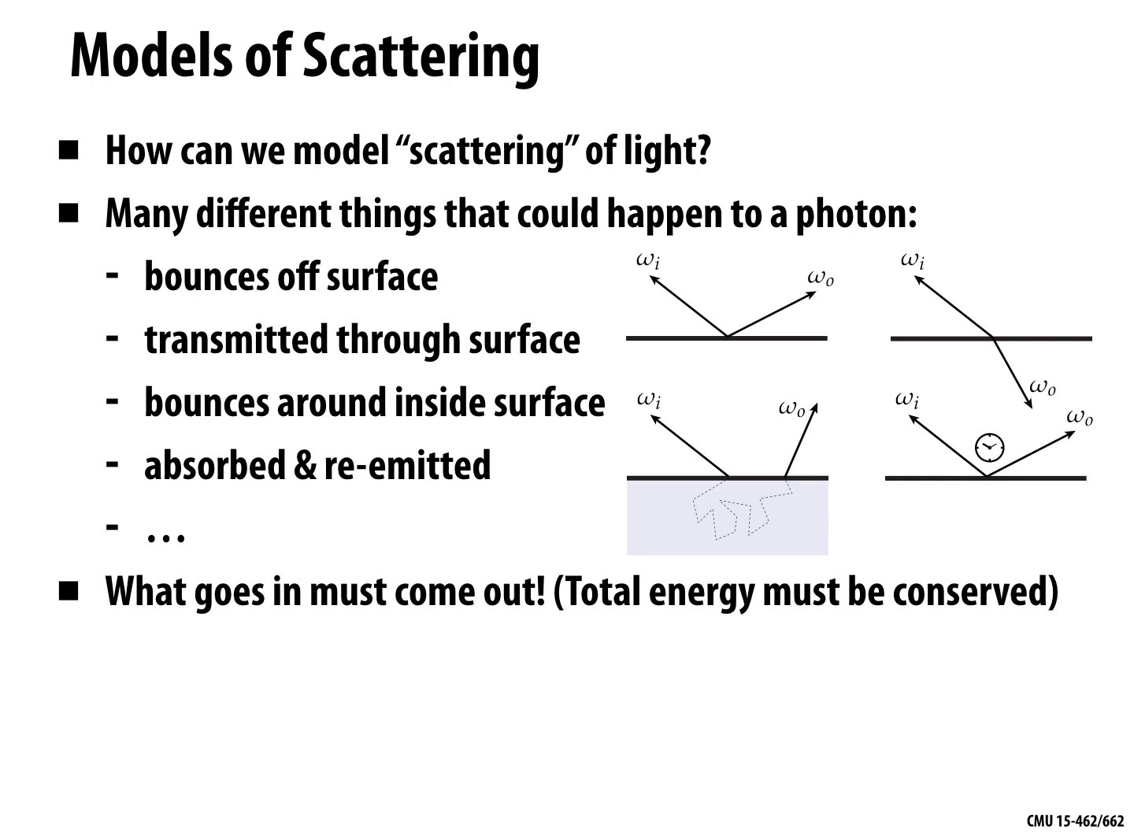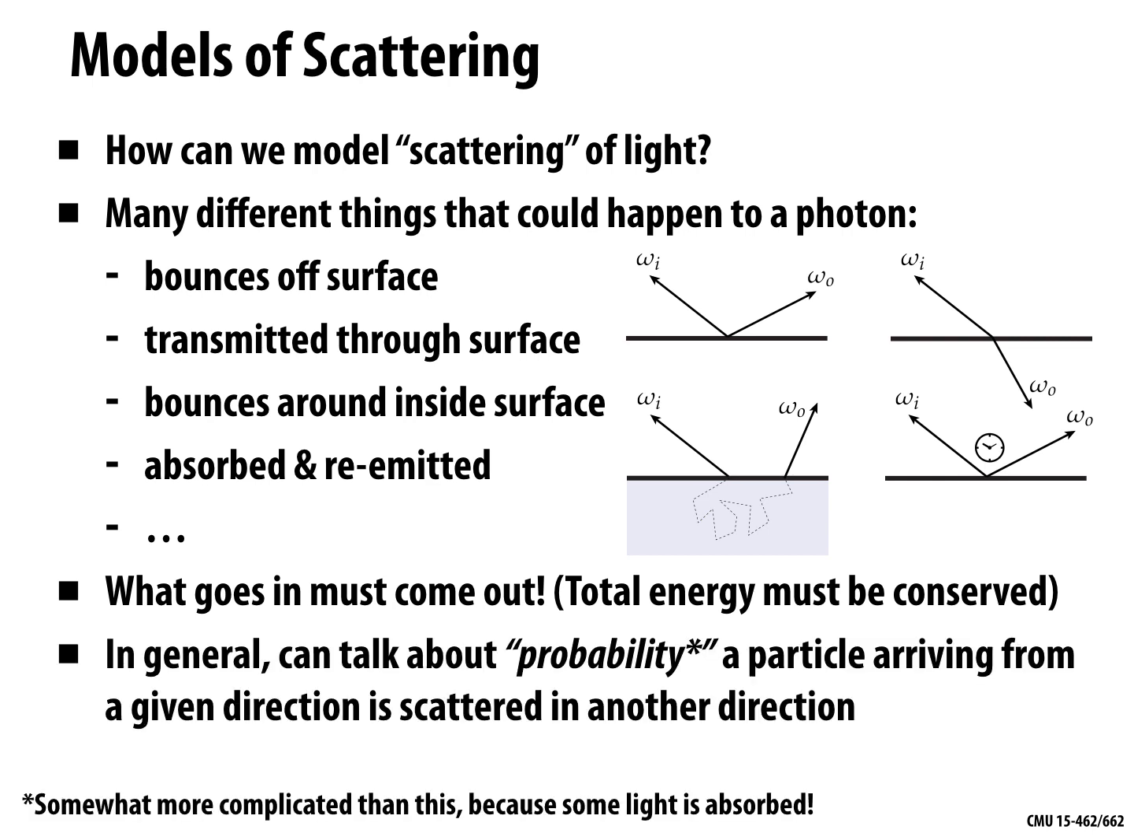And so for that reason, when we start to mathematically model these different types of scattering, we're going to want to talk about the probability, loosely speaking, that a particle arriving from a given direction is scattered in another direction. Now, it's not really a probability because there's not a 100% chance that it leaves the surface. Some light is usually going to be absorbed, right? But that's the general idea. We want some function that keeps track of, given the light that came in, where does it go out?